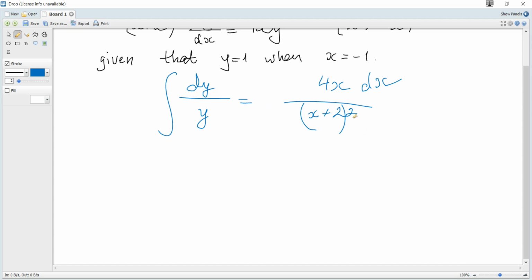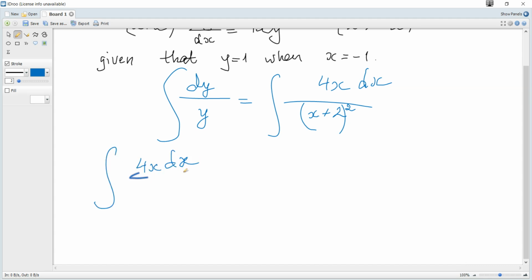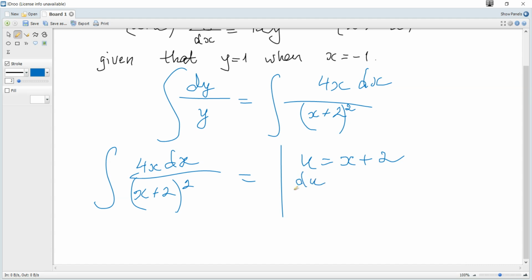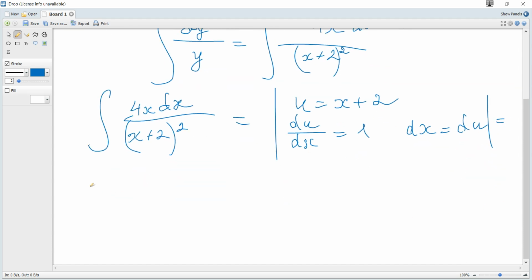We can try substitution, u to be x + 2, and then du/dx is what? It's just 1, so dx is just du, and the given integral becomes, for 4x dx, what is x? x is u - 2, dx is just du, and (x + 2)² is u².